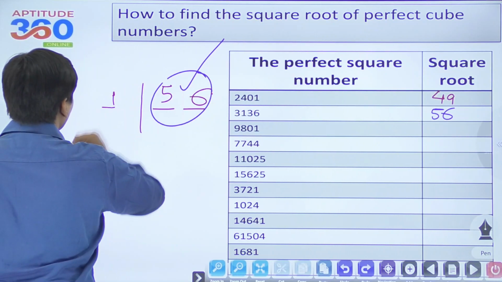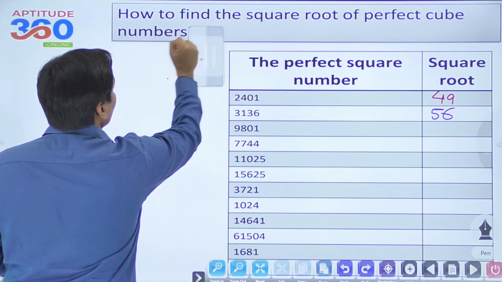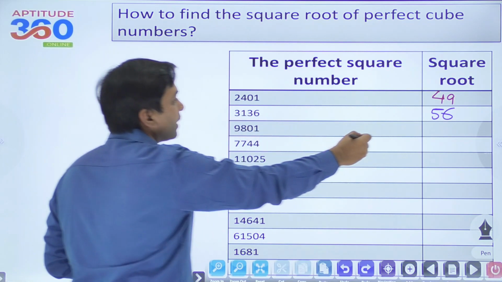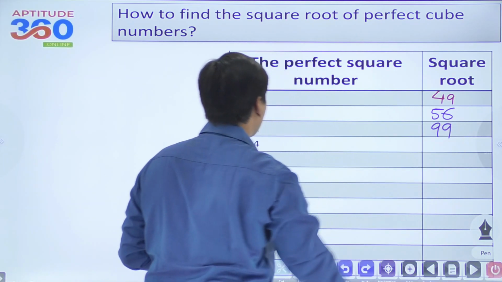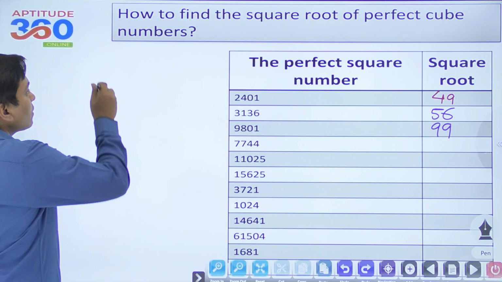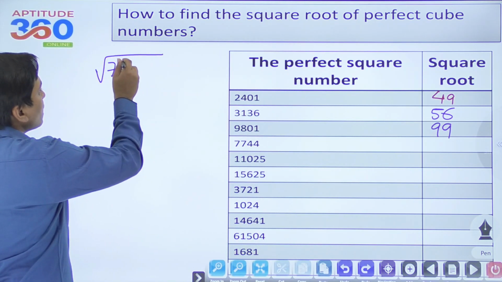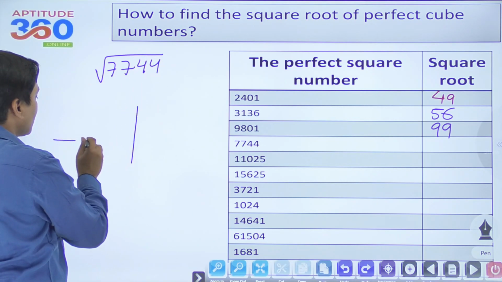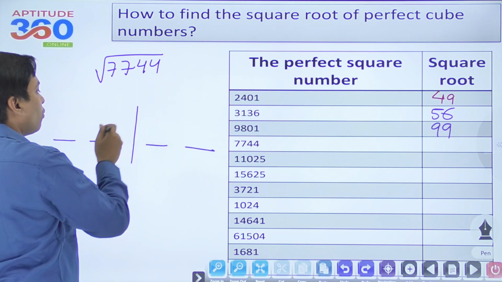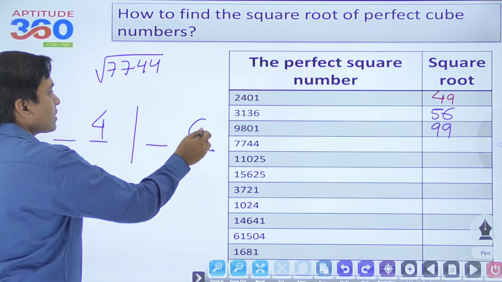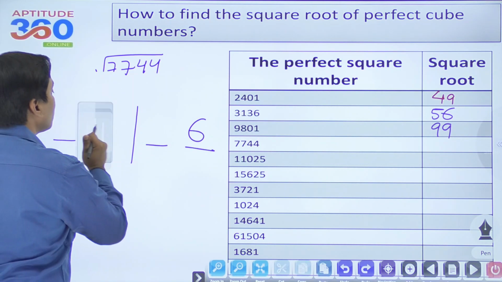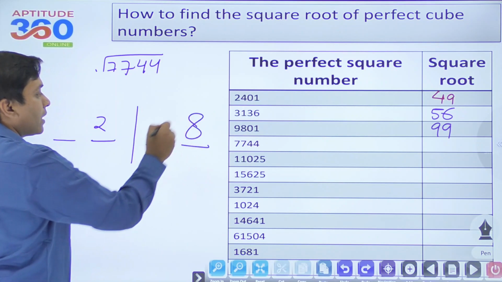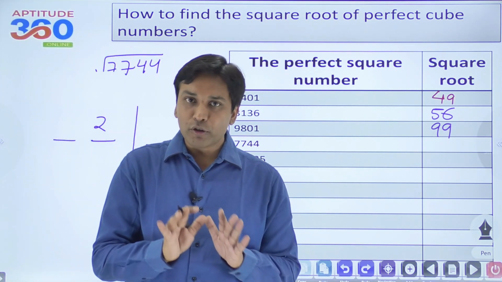Now, if you understand this, how do we find 9801? 9801, I said, is the square of 99. Let us find out the square root of 7744. Again, we will have to create 2 possibilities. Because this is 4, it will be either 2 or 8. That's pretty simple. Till now, are you getting that?